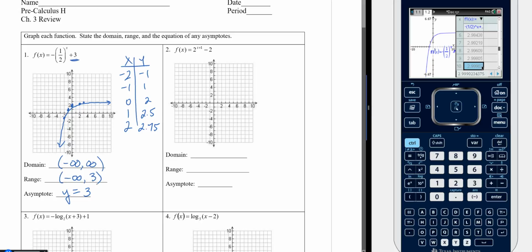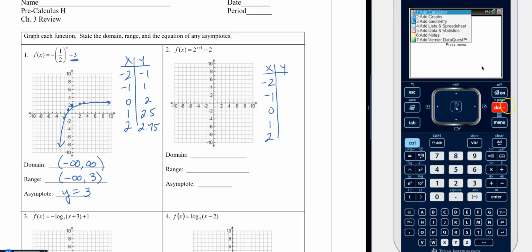So moving on to number 2, we're going to do the same thing. We're going to make a table. Same inputs, -2, -1, 0, 1, and 2. I'm going to add a new graph. And this time I'm going to graph 2 raised to the x plus 1 minus 2. We get that picture.